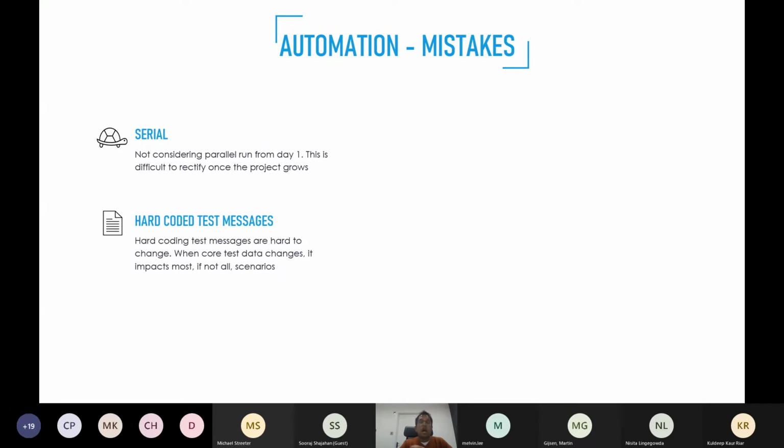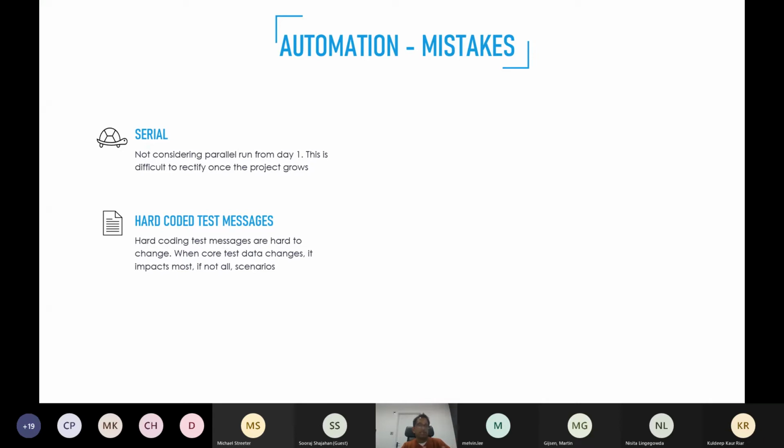The second one is hard-coded test messages. Hard-coded test messages are a pain, not as bad as running in serial, but it's still a pain because, as you all know, when the project goes on, the messages keep changing, whether you are using JSON or XML. The business keeps changing their thinking, and the messages keep changing.